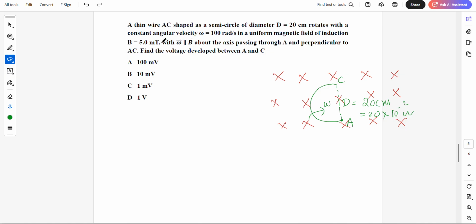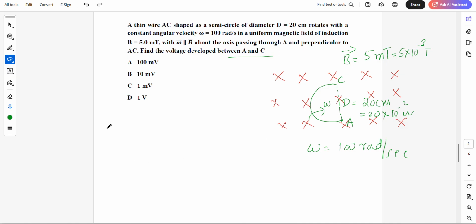Okay. Rotates with a constant angular velocity. They have given omega. Omega is how much? 100 radians per second. In uniform field, how much B have they given? B is equal to 5 millitesla. 5 millitesla means 5 into 10 to the minus 3 Tesla. Okay. This omega is parallel to B, about the axis passing through A. This is the center of rotation, and perpendicular to AC. Find the voltage generated between A and C.